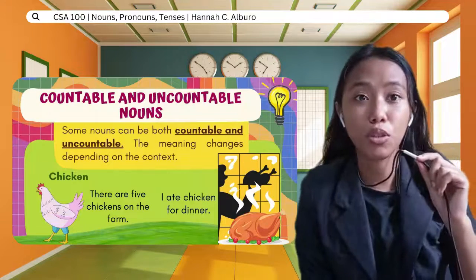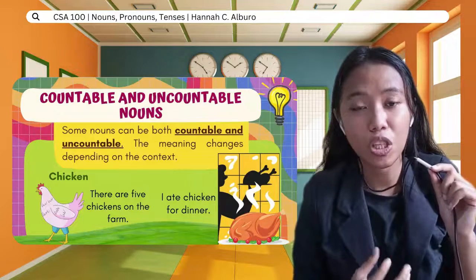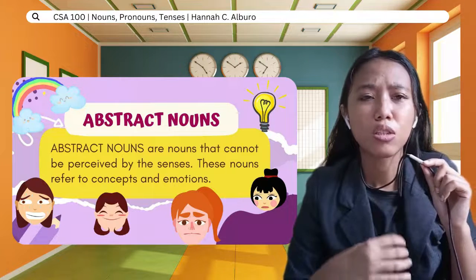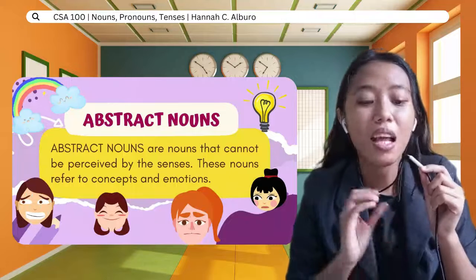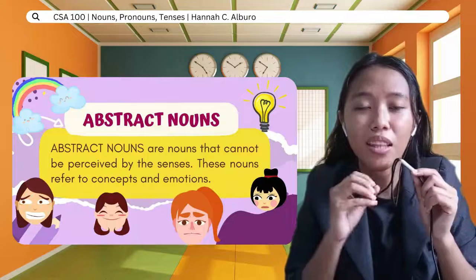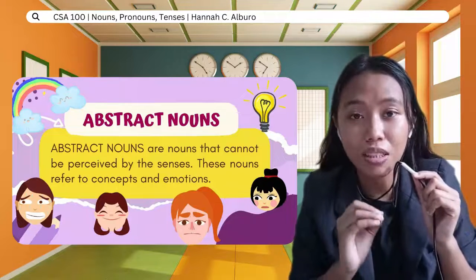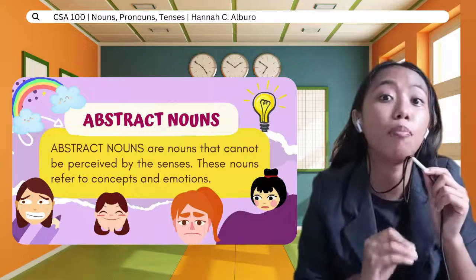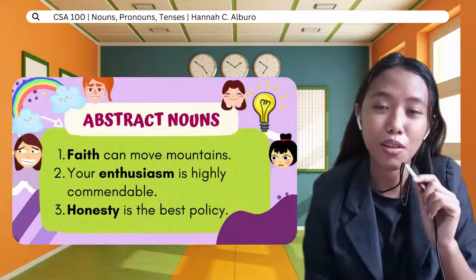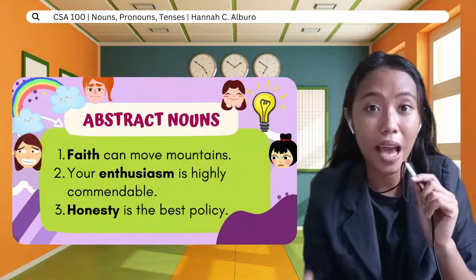Let us now proceed to the next kind of noun, which is the abstract nouns. So from the name itself, abstract, these are nouns that cannot be perceived by our senses. Now, it is the opposite of the concrete nouns. So, these nouns refers to concepts and emotions. Okay. So, I have here some examples of abstract nouns.